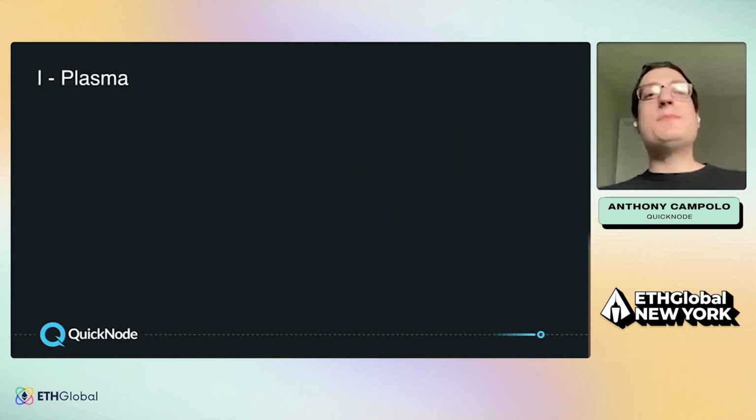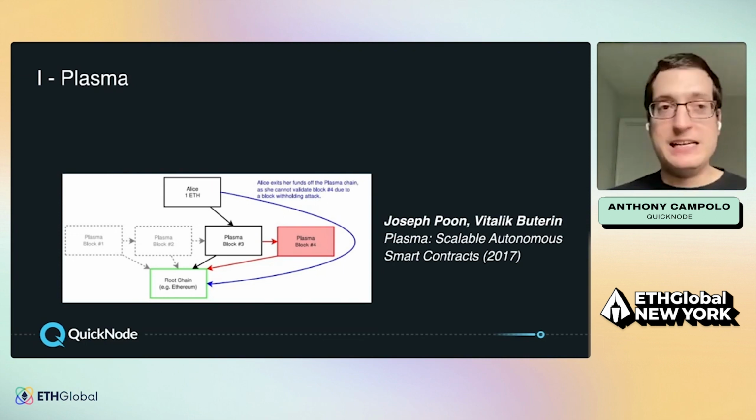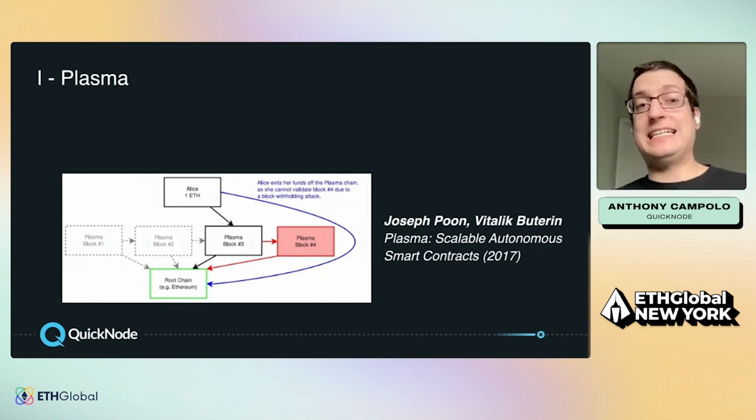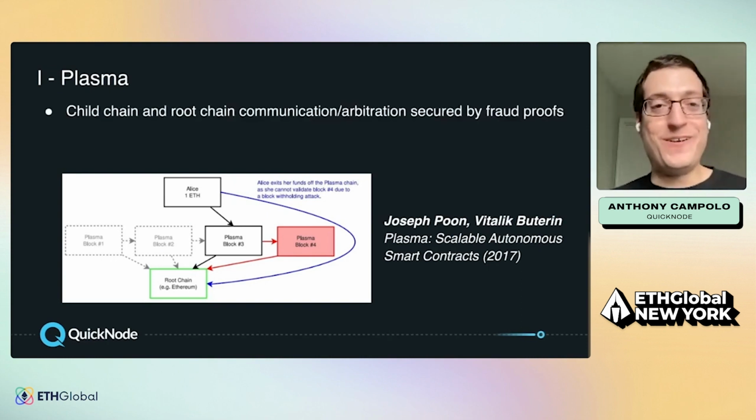Now, if we look at Plasma in a little more depth, you can see this diagram here. This is from the original Plasma paper, Scalable Autonomous Smart Contracts. And I recommend, if people find this stuff interesting, there are a lot of citations at the end, and a lot of dense academic papers written about this subject, so you can go very deep on this if you want. The top line of how this works is you have a child chain and a root chain, and there's communication and arbitration between the two secured by fraud proof.